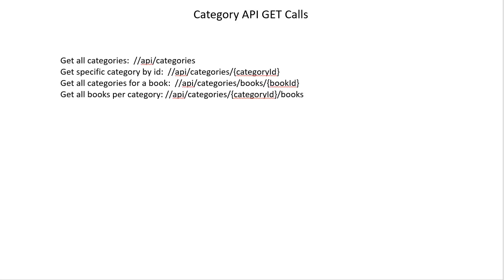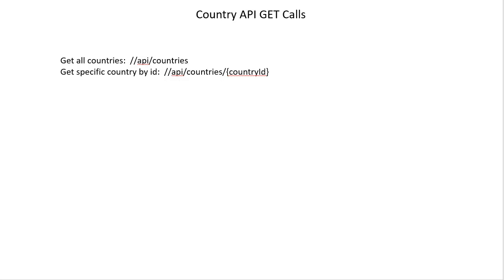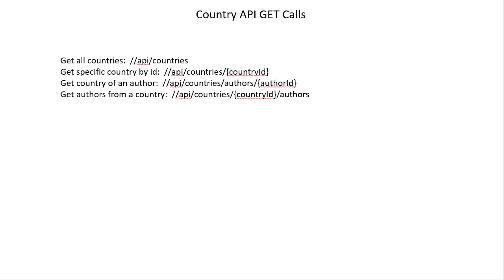Next, let's have a look at the countries. And once again, we want to retrieve all countries and a specific country by ID. And next, we also want a call that retrieves what country an author is from. And let's also have a call that retrieves all authors from a specific country. For example, all authors from Germany or the United States.